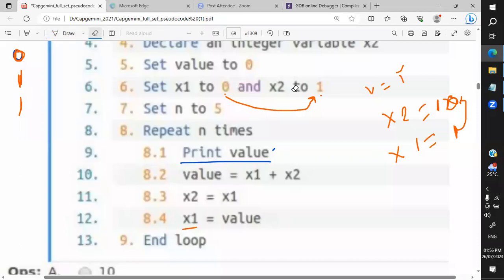So x2, sorry, where is that? Value will become 2. What happened to my mouse? Just a second, boys and girls. Okay. No, just a second.